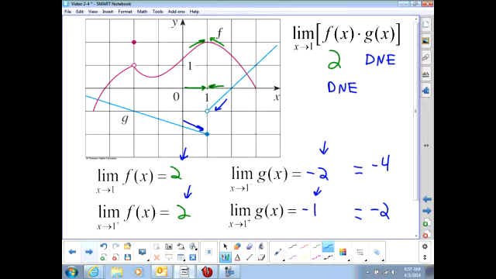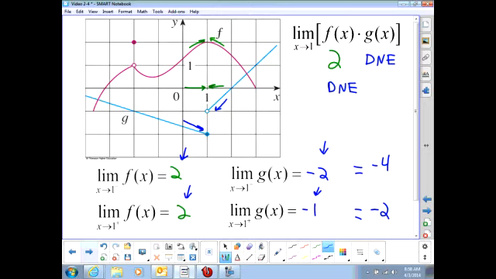Notice still, -4 and -2 are not approaching the same value from the left and the right, so therefore the limit still does not exist. Despite the fact that g of x's individual limit did not exist, if after we multiplied our lefts and our rights together we got the same number, we could have still had an overall limit existing. But the fact that g of x did not exist does not allow us to just assume that it's going to work. We have to check and see if it will work. And in most cases, it's not going to.